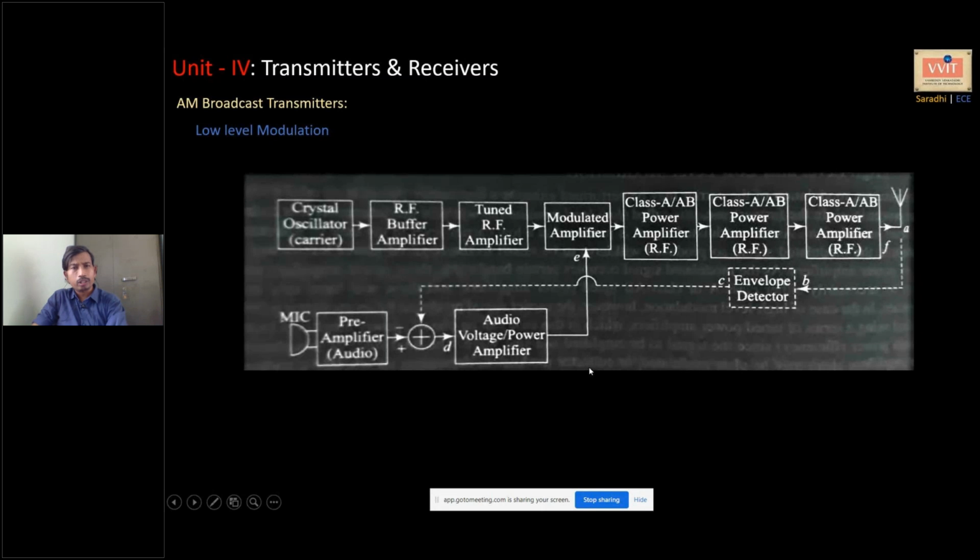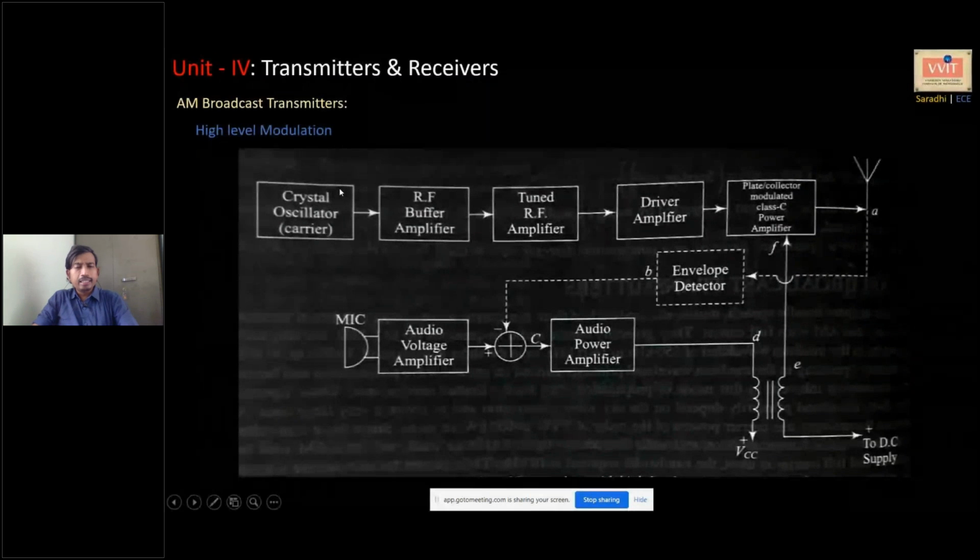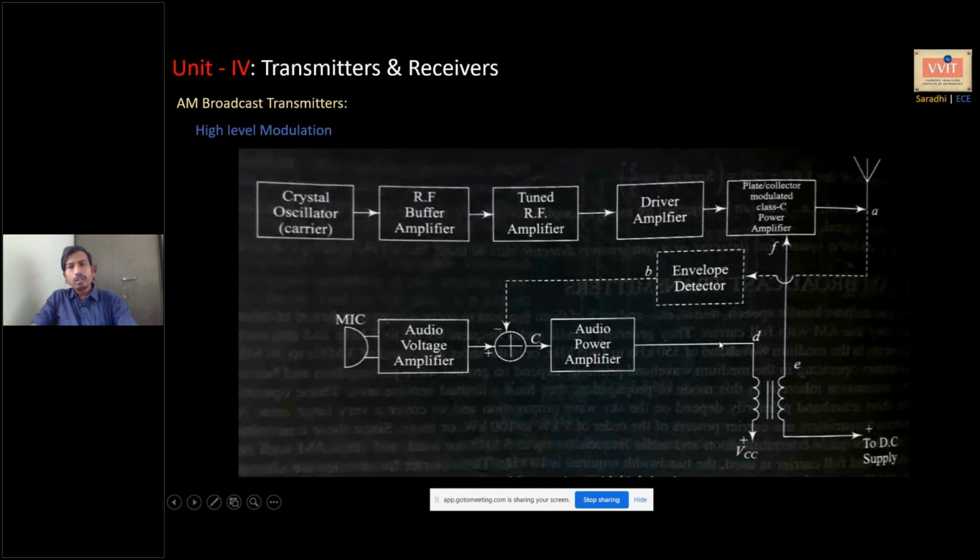Similarly, let us see high level modulation. Obviously you can easily guess here, you do all the power amplification of both carrier as well as the message signal before performing the modulation. So you have crystal oscillator, buffer amplifier, tuned amplifier, and the driver amplifier is a series of class C power amplifiers which is increasing the power of the carrier. Similarly, here we have the audio power amplifier. It is also a series of class C power amplifiers which are amplifying the power of the message signal.